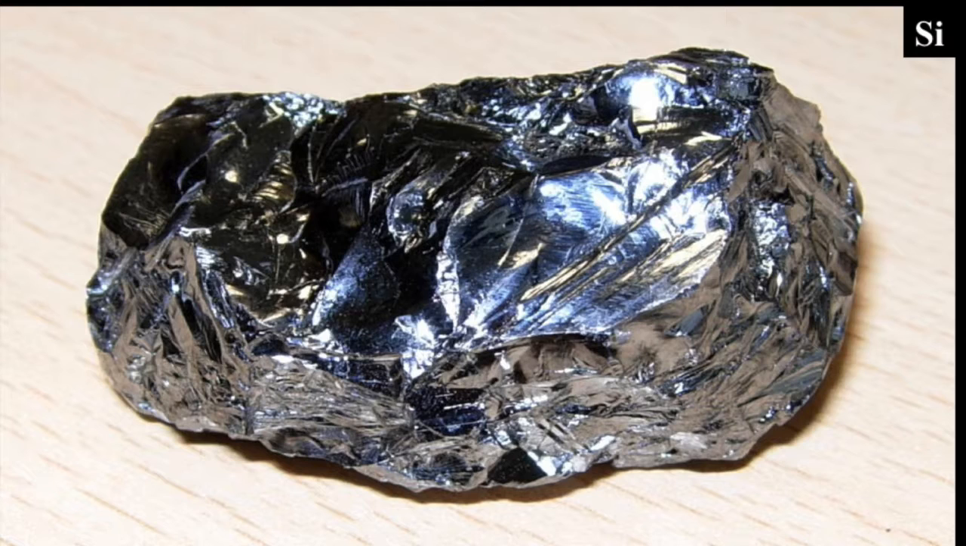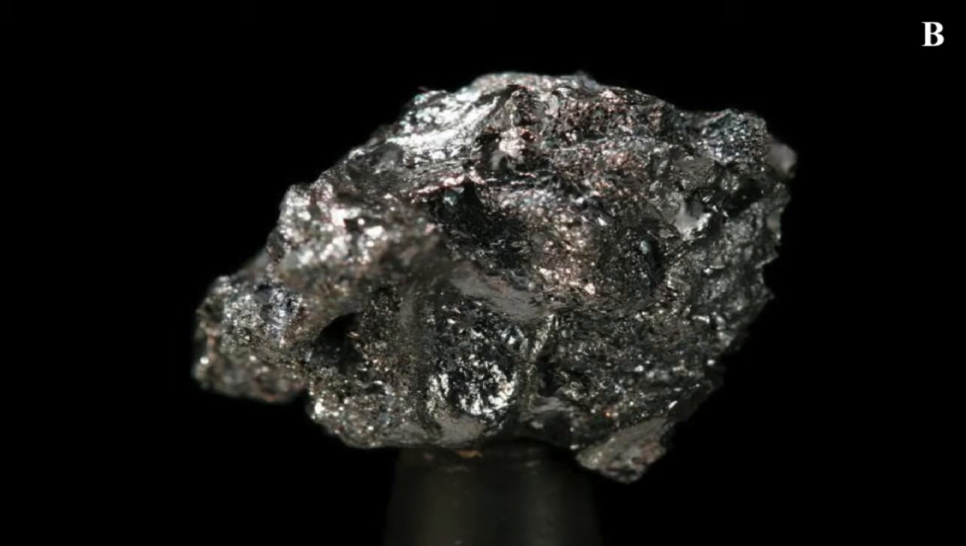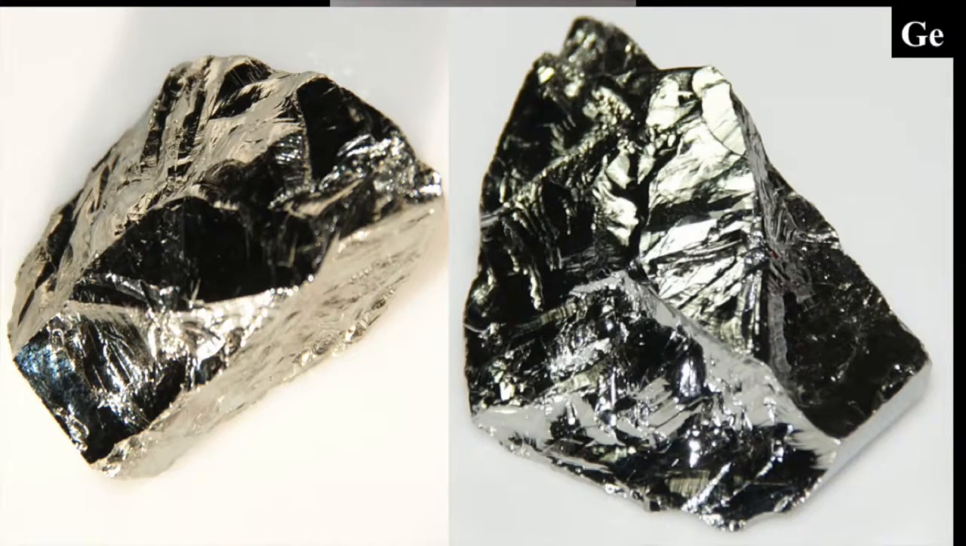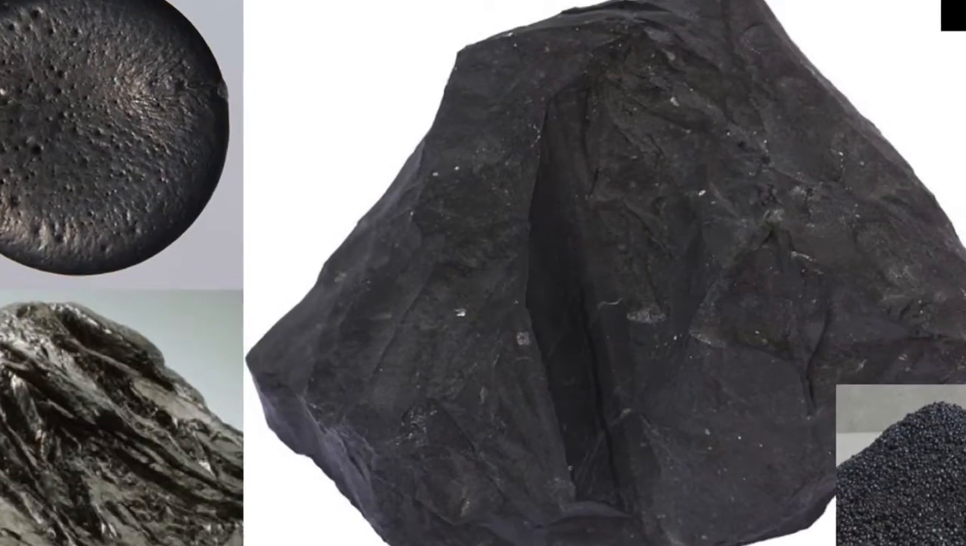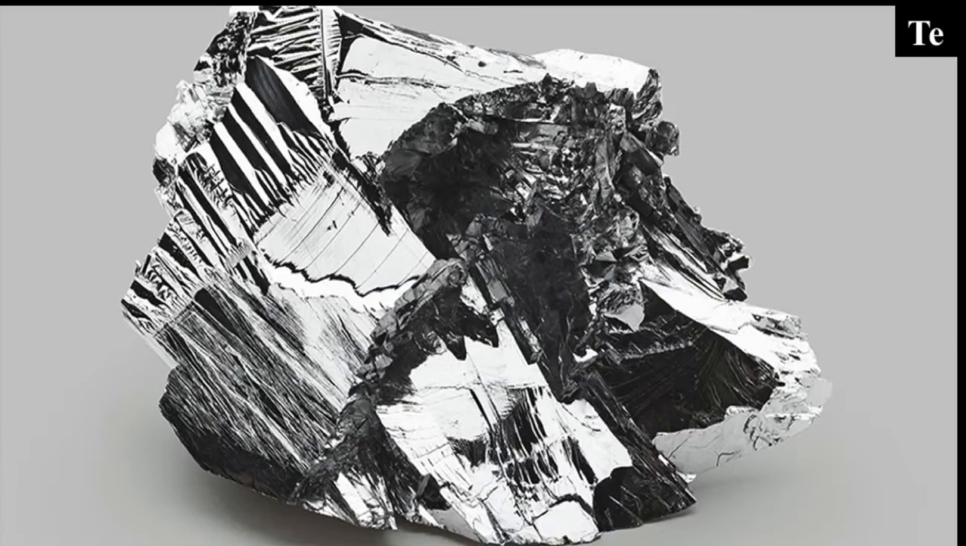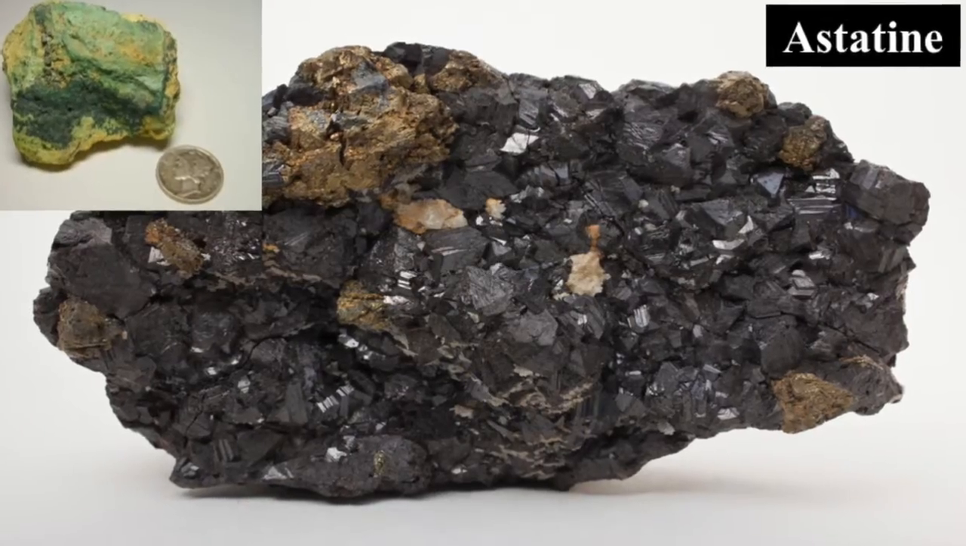It is shiny and silvery, but is not malleable and is only a partial conductor of electricity. Other metalloids are boron, germanium, arsenic, selenium, antimony, tellurium, polonium, and astatine.